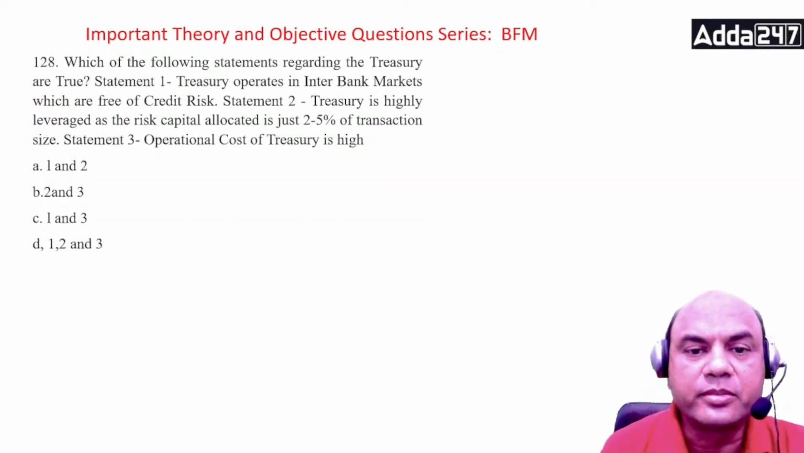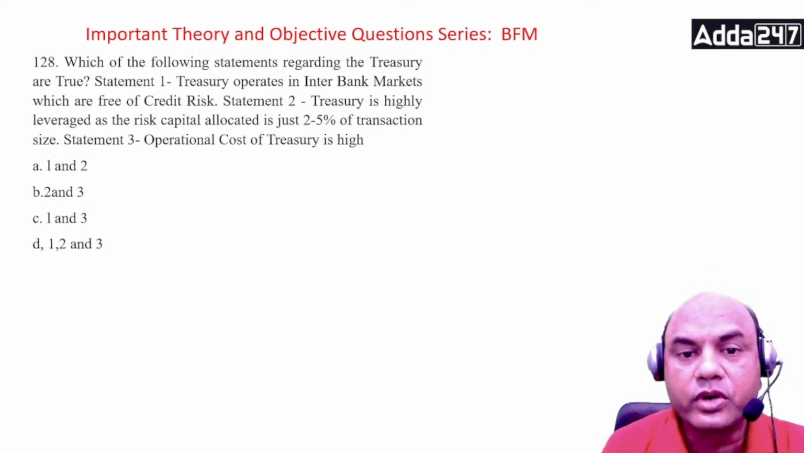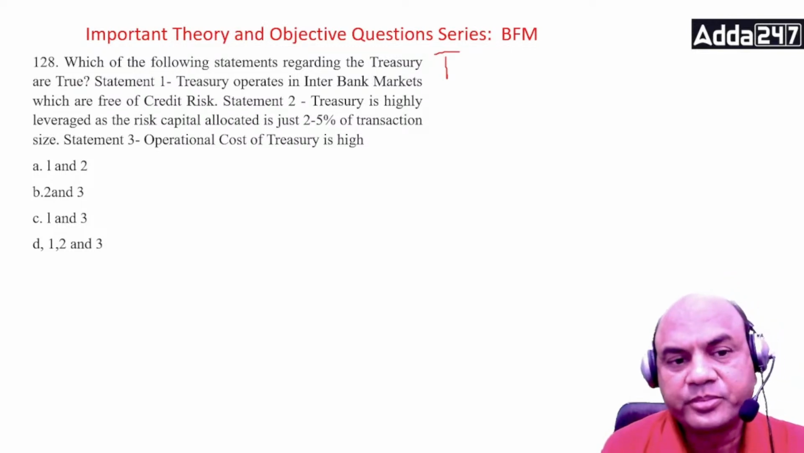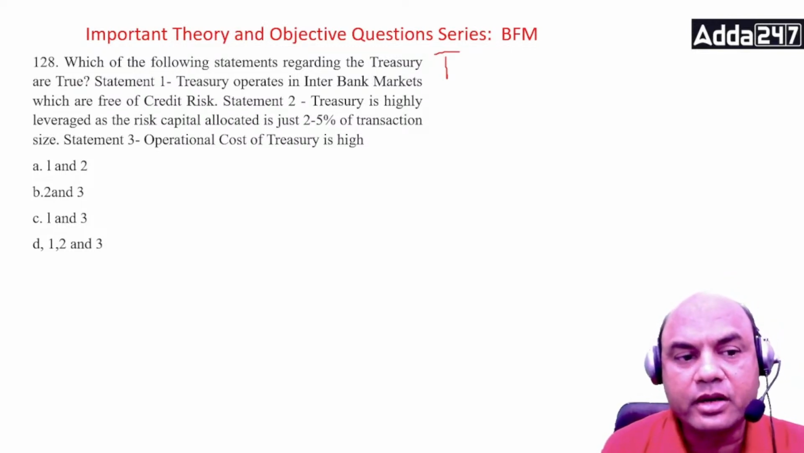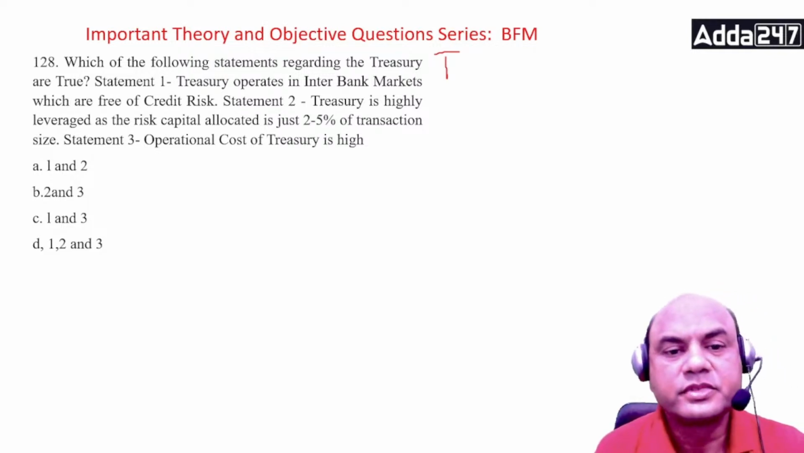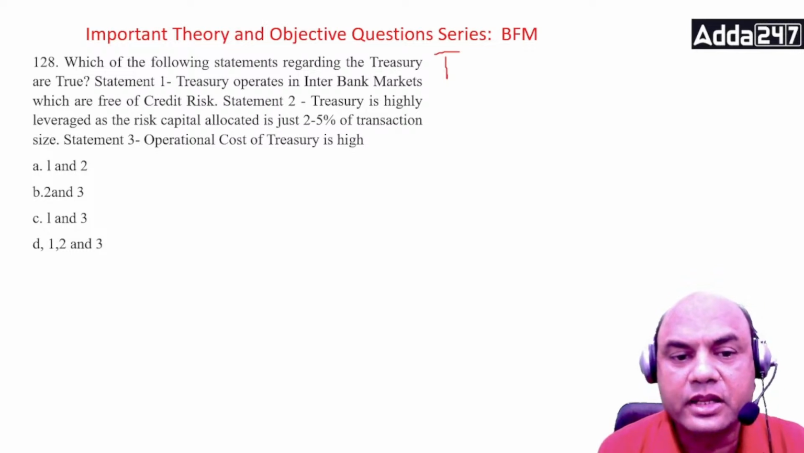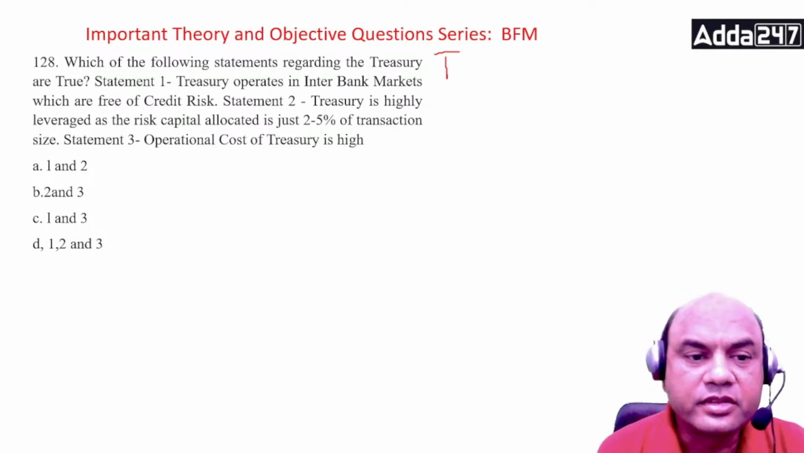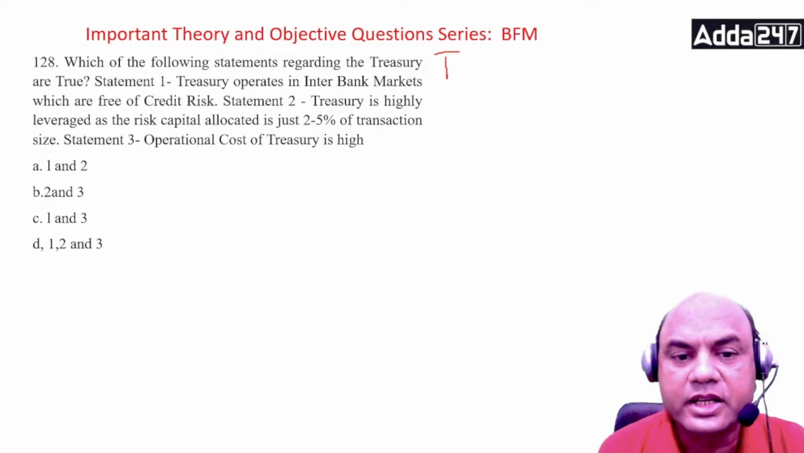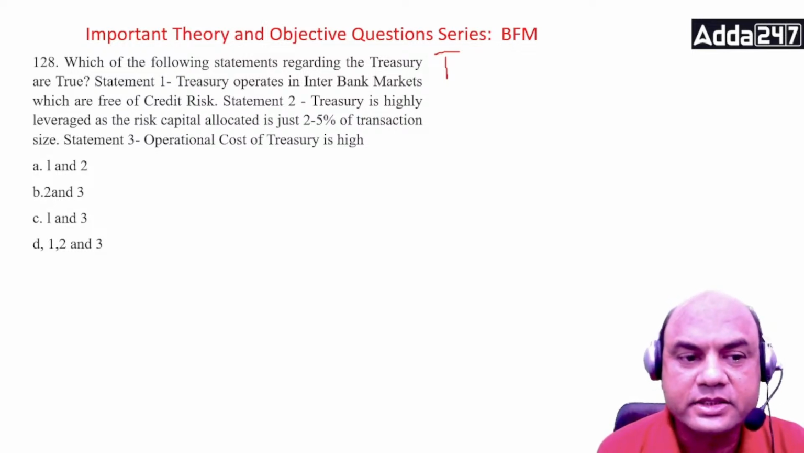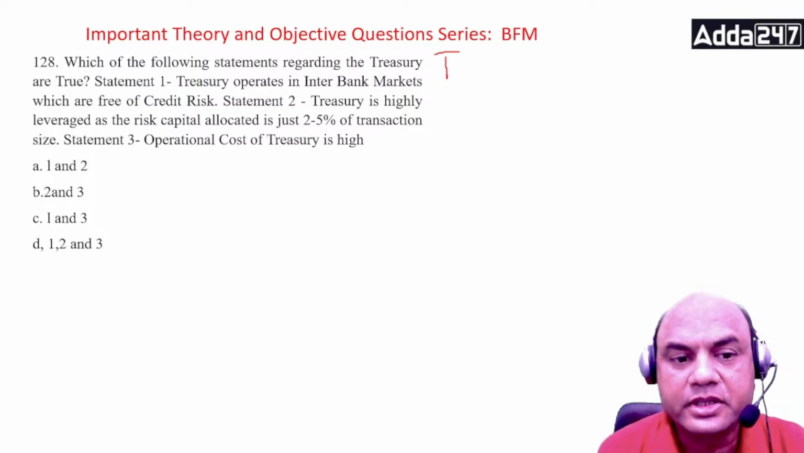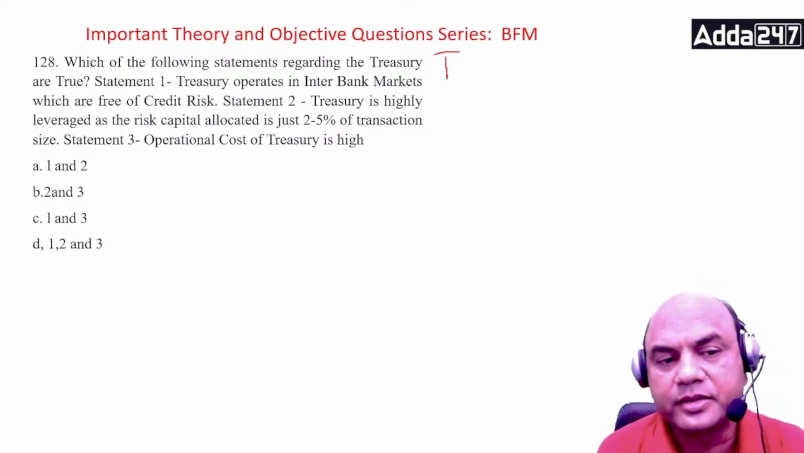Which of the following statements regarding the treasury are true? So you want the true ones now. Statement 1. Treasury operates in interbank markets which are free of credit risk. Statement 2. Treasury is highly leveraged as the risk capital allocated is just 2 to 5% of the transaction size. And statement 3. Operational cost of treasury is high.